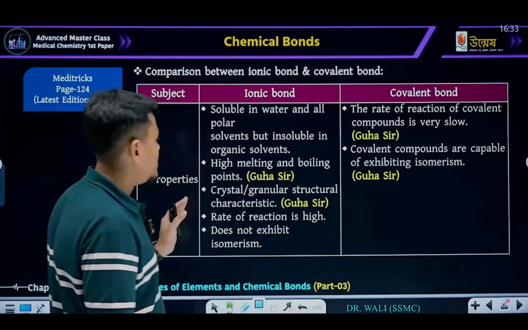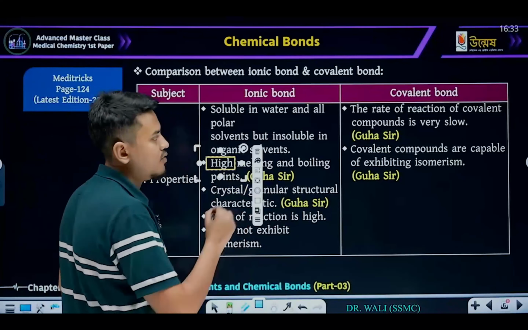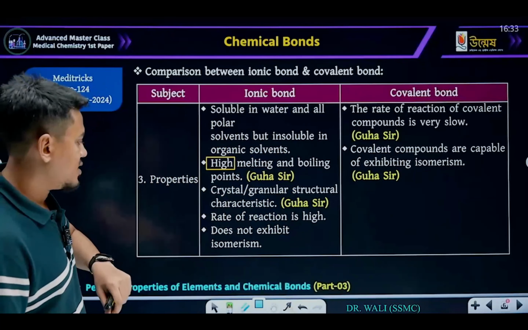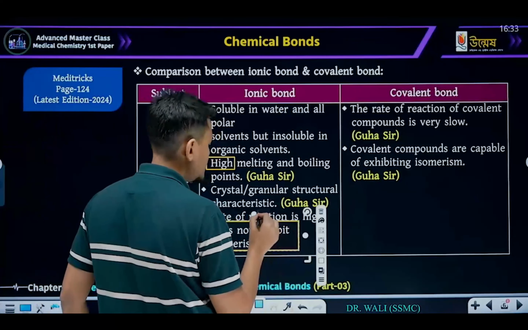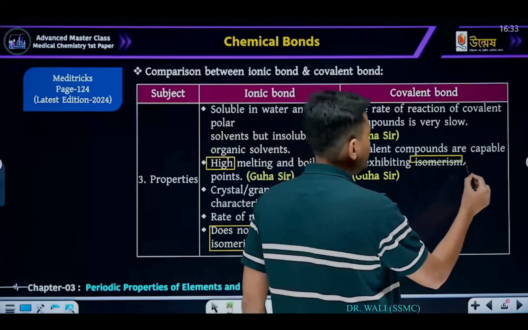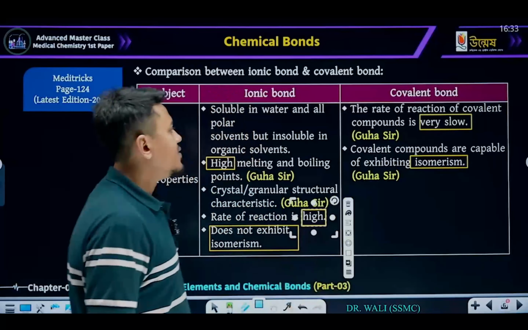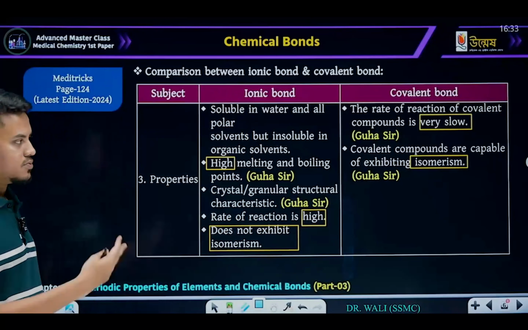Anyway, regarding properties, some other features are there. The melting points should be high for ionic compounds, while the melting points and boiling points should be low for covalent bond. Ionic compounds have a crystal granular structure and do not exhibit isomerism. This is a unique property. Isomerism is expressed only by covalent compounds. The rate of reaction is very slow for covalent compounds, while it is fast for ionic. Anyway, these are very easy differences. I think you would not face any difficulty to recollect all this.